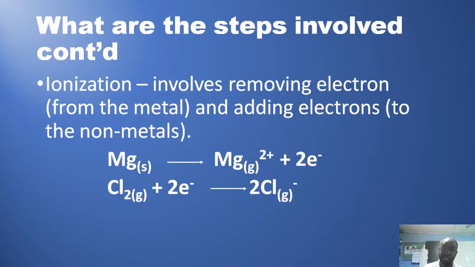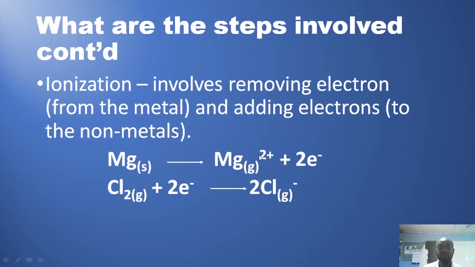The next step is ionization, and of course, we are forming an ionic compound, and therefore we will need ions to form the ionic compound. So the magnesium changes to the cation, which is Mg2+, by losing 2 electrons, and then the chlorine changes to chloride ions by accepting electrons. But the loss of the electrons by the magnesium is systematic. It is one after the other.